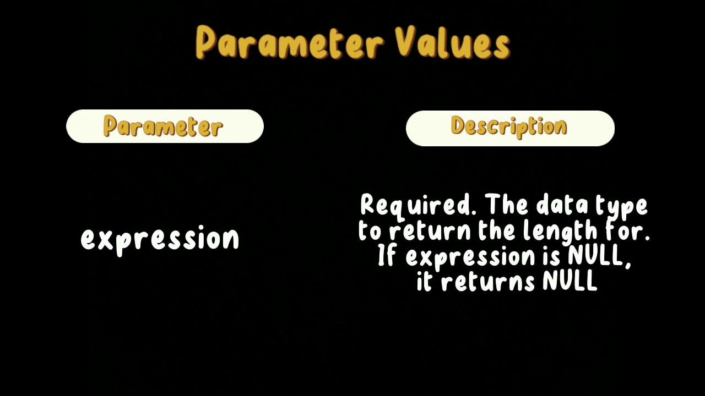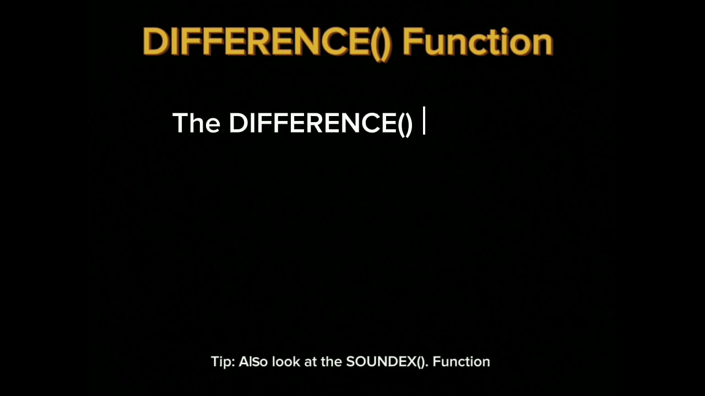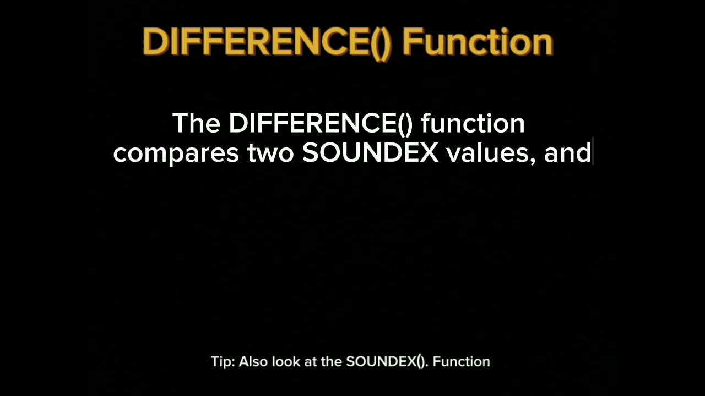Here's the parameter values: expression, description, required, the data type to return the length for. If expression is null, it returns null. The difference function compares two soundex values and returns an integer.